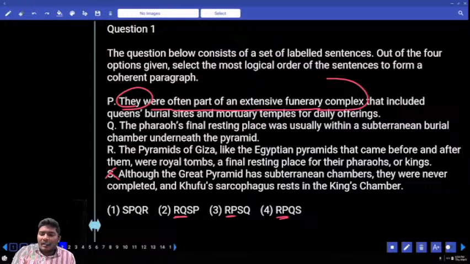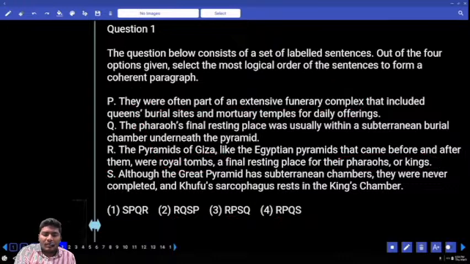Now R is ending with "their pharaohs or kings". We are here speaking about the tombs. "These tombs were often part of extensive funerary..." or can we go with "The pharaoh's final resting place was usually within a subterranean burial ground"? Which one is correct for the "they" combination? We can only go with the RP combination. So again with RP, how many options do we have? Two options are there.